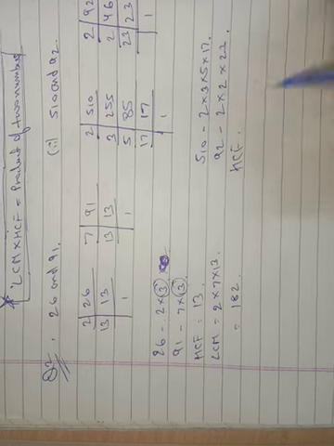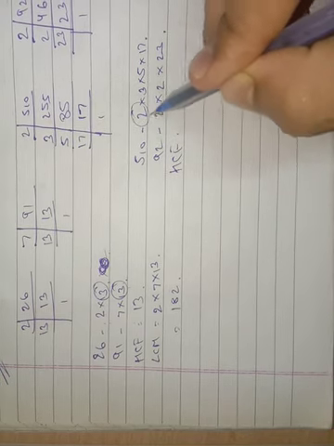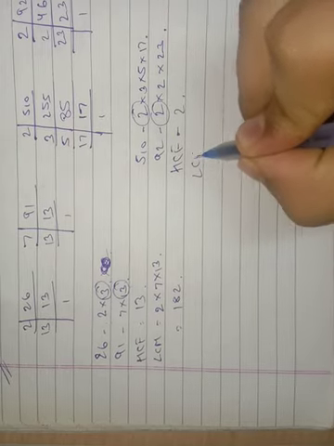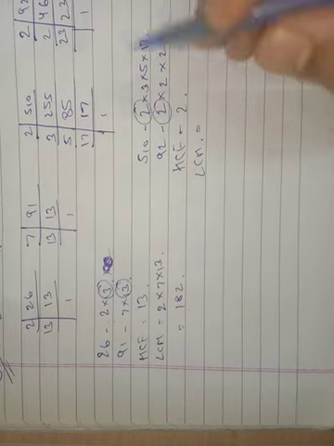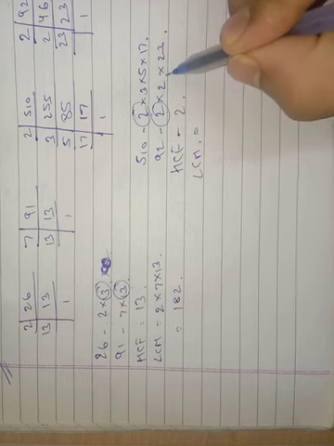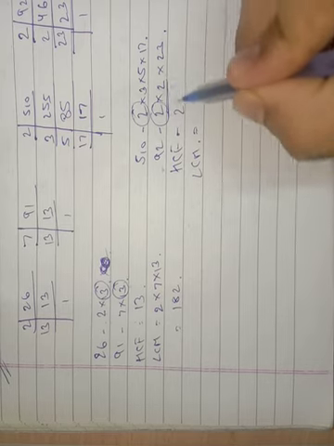First HCF, very easy. What is the common here? 2 here, 2 here, only 2 is the common. So HCF is 2. Now LCM. Now it should be clear here. Look at it. Here 2 comes 1 time only, and here 2 comes 2 times. So where does 2 come the maximum times? Here. So we have to take these 2.